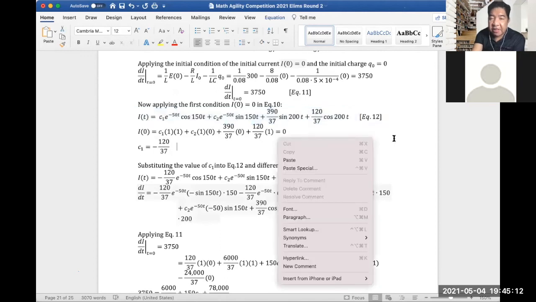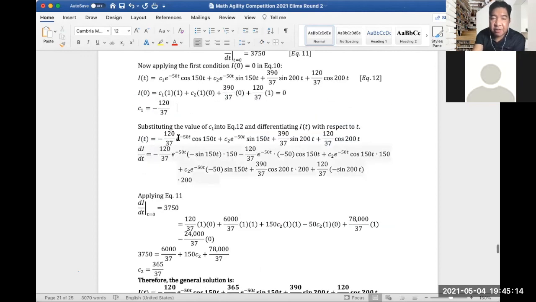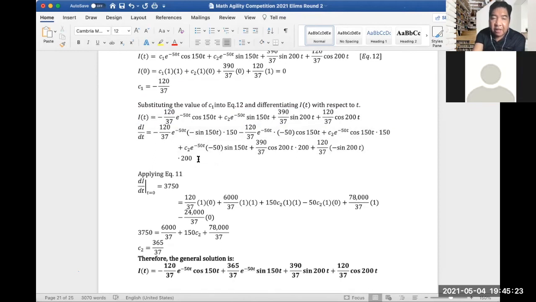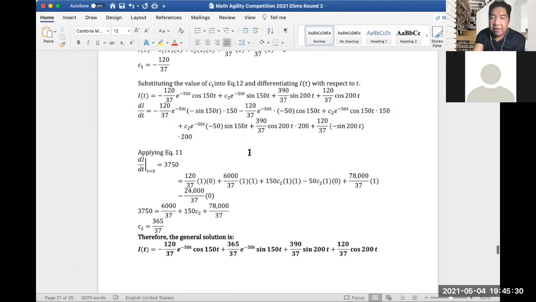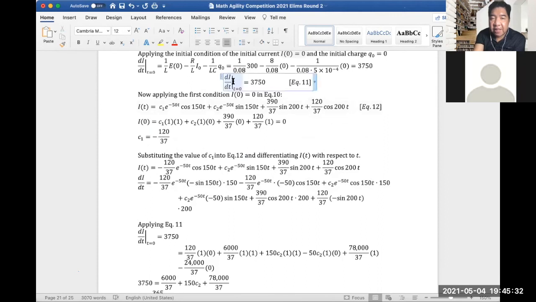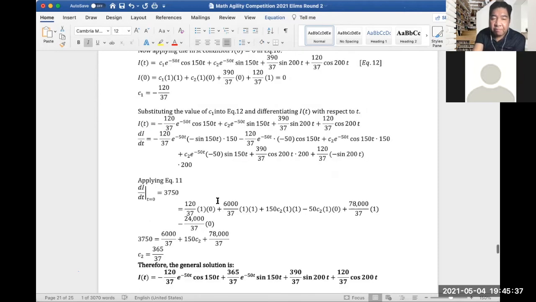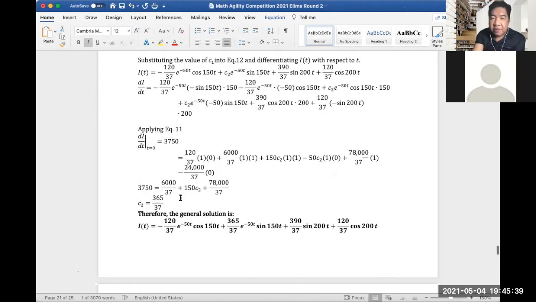And differentiating I of t again with respect to t. So after we substitute the value here, let's take the derivative, di/dt, which is this long equation here. And then let's apply equation 11. So since we already know di/dt is 3750 at t equals 0, we will be able to solve c sub 2 here, which is equal to 365 over 37.